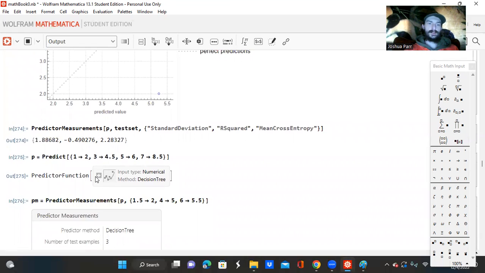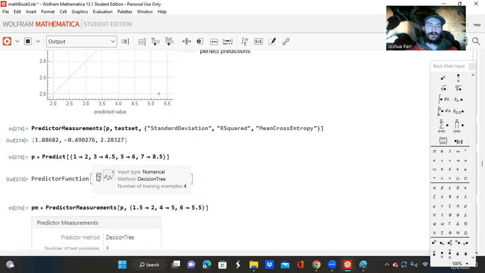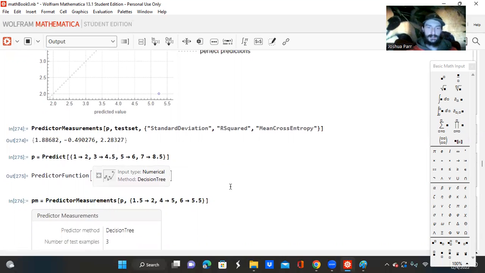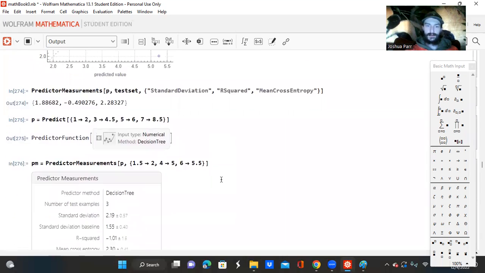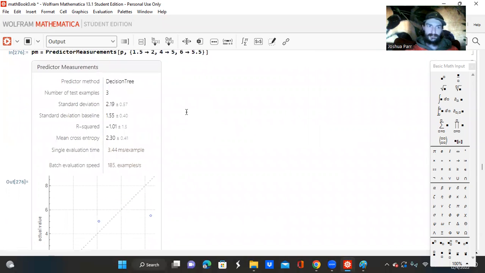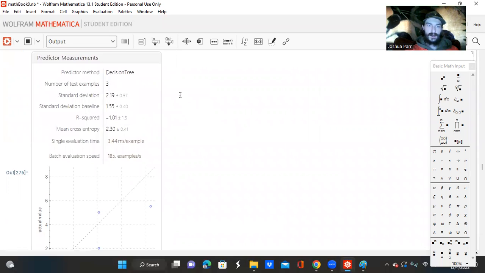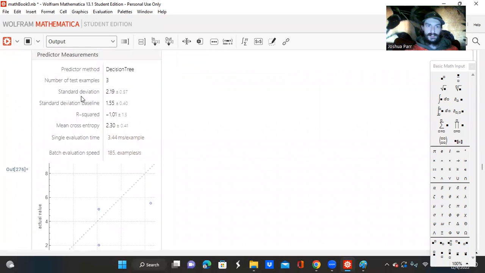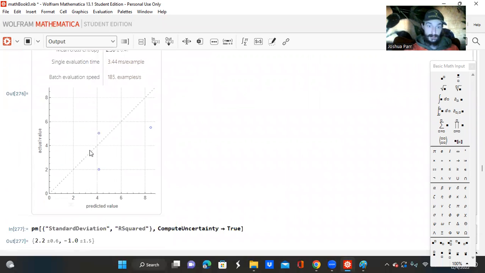I'm creating another predictor function. This one's numerical, though. Instead of regression, it's going to be a decision tree, because I'm building a neural network to make some decisions. I'm doing some predictor measurements on that decision tree. There were 3 examples, standard deviation of 2.19, baseline 1.55, R squared negative 101, mean cross entropy 2.30, single evaluation time 3.44 milliseconds per example, 185 examples.